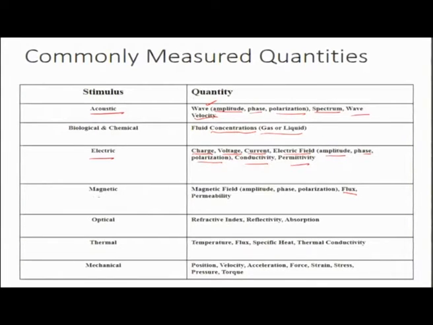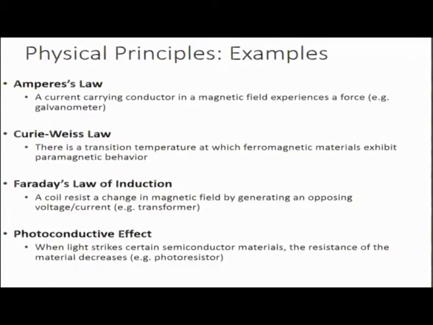In case of optical stimulus, we are referring to mostly change in refractive index, reflectivity, absorption spectra, so on and so forth. In case of thermal measurements, we are referring to temperature, flux, specific heat, thermal conductivity. Mechanical measurements would include position, velocity, acceleration, force, strain, stress, pressure, torque, so on and so forth. So these are the commonly measured quantities by different sensors.